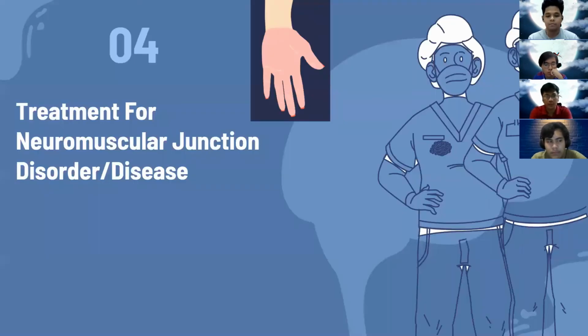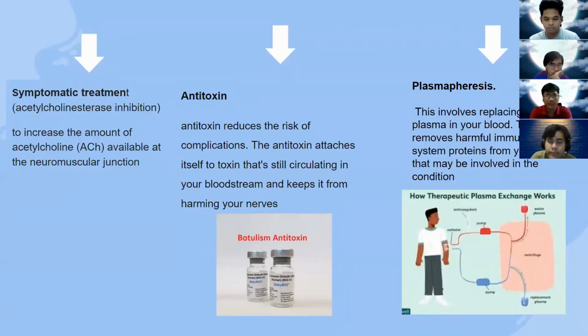Okay, so the last part is the treatment for neuromuscular junction disorders or diseases. The first one is symptomatic treatment, which is to increase the amount of acetylcholine available at the neuromuscular junction. The second one is the antitoxin, whereby the antitoxin reduces the risk of complications. The antitoxin will attach itself to toxin that is still circulating in your bloodstream and keep it from harming your nerves. An example of antitoxin is the botulism antitoxin.